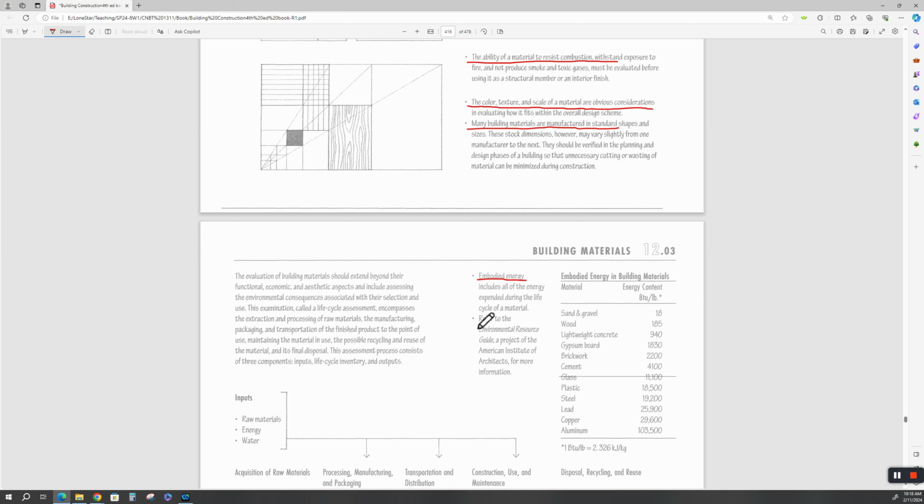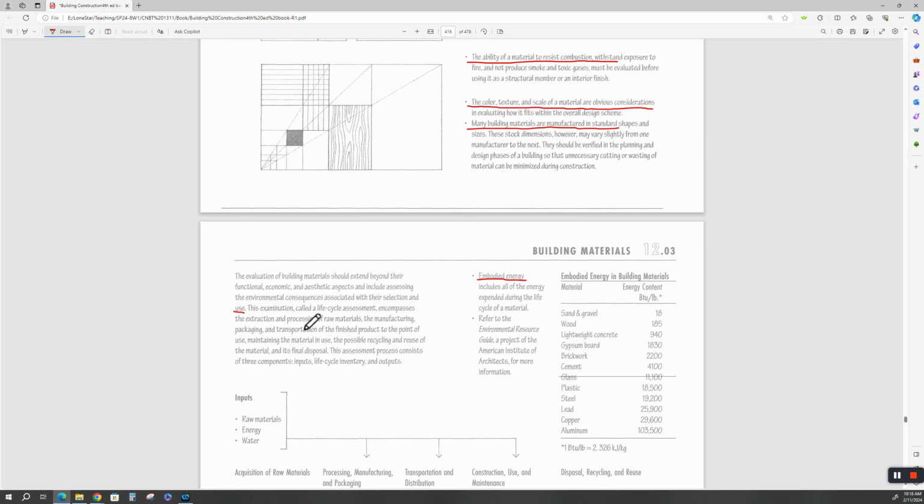Okay? And I'm not making fun of greeny weenies. Okay? But some of them are just off the rails because of the embodied energy. Okay, the life cycle beyond their function, economic, aesthetic aspects, including assessing the environmental consequences associated with their selection and use. And that goes into the manufacturer.